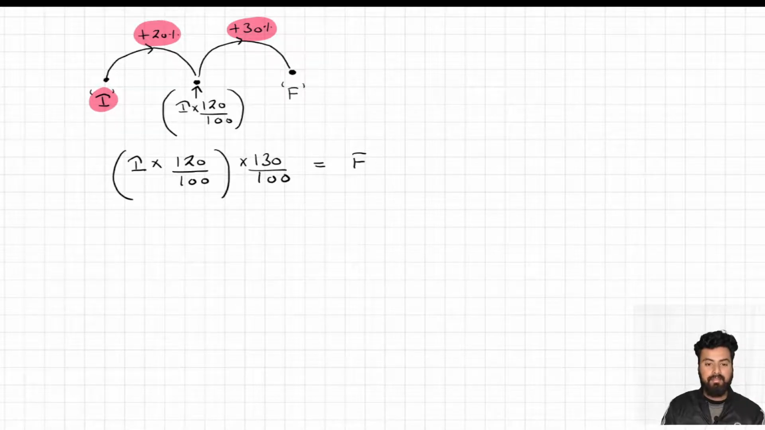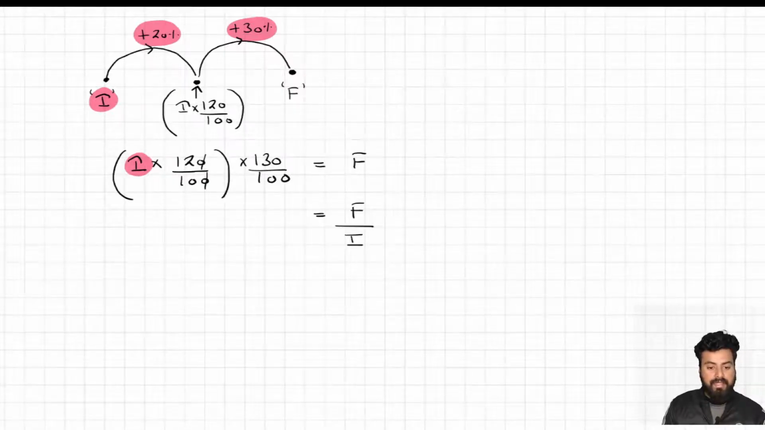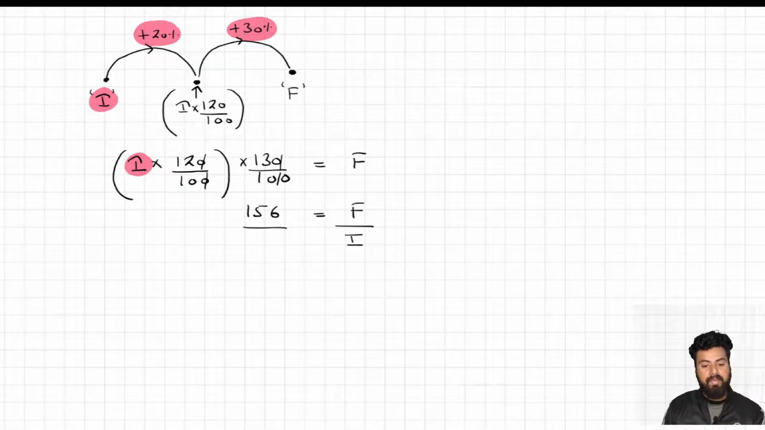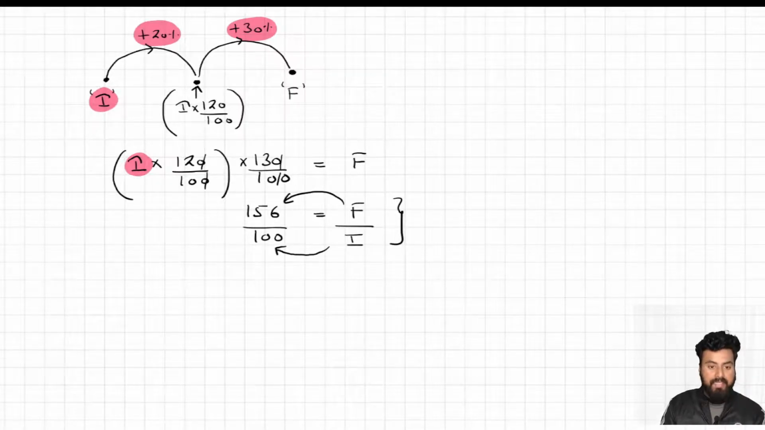So if you try to simplify this, I can take the variables to one side. Let me take this variable I to the other side. If I do so, I'll get this generalization: F upon I, final upon initial value. Let's try to simplify. Zeros will get cancelled. What is 12 into 13? 12 into 13 is 156. Divide by 100. Now what does this ratio represent? If the initial value of the number was 100, the final value after applying these two operations is going to be 156.